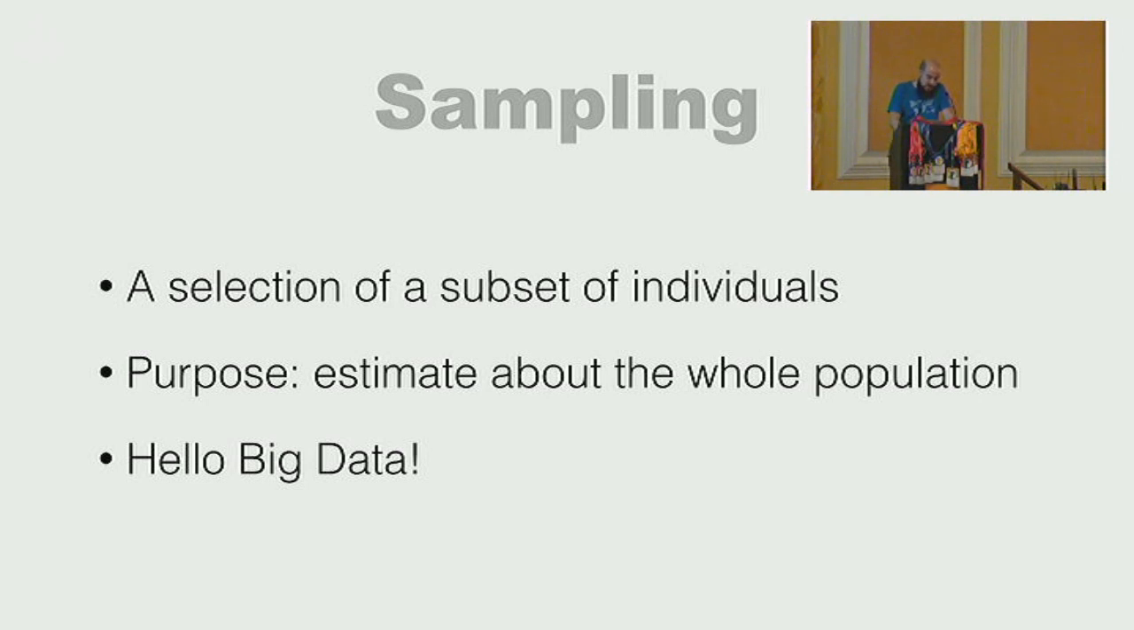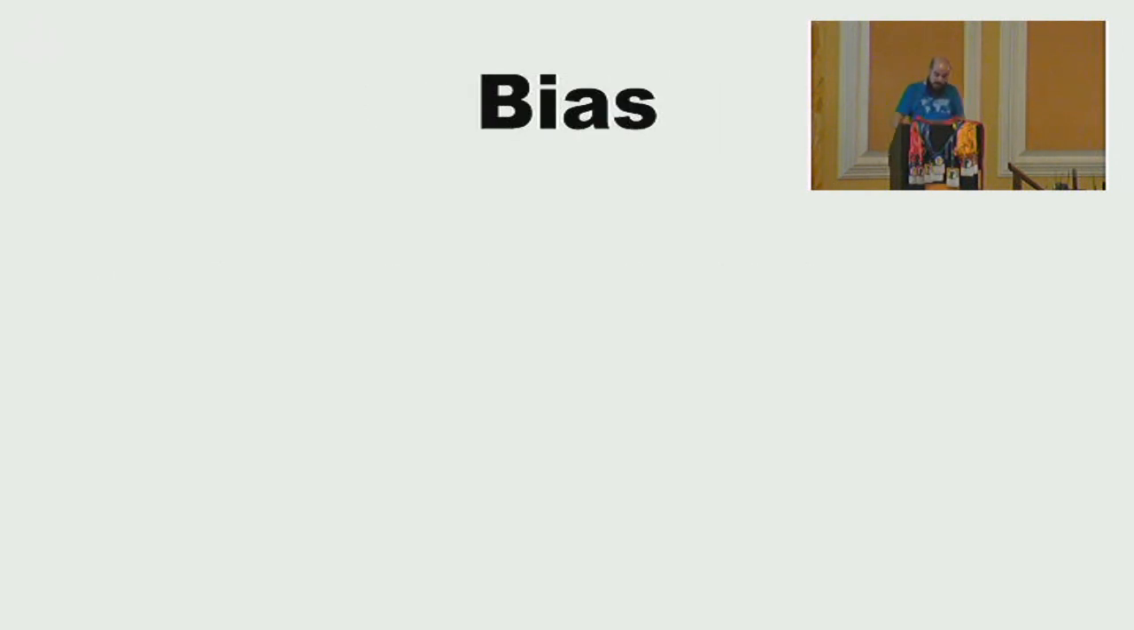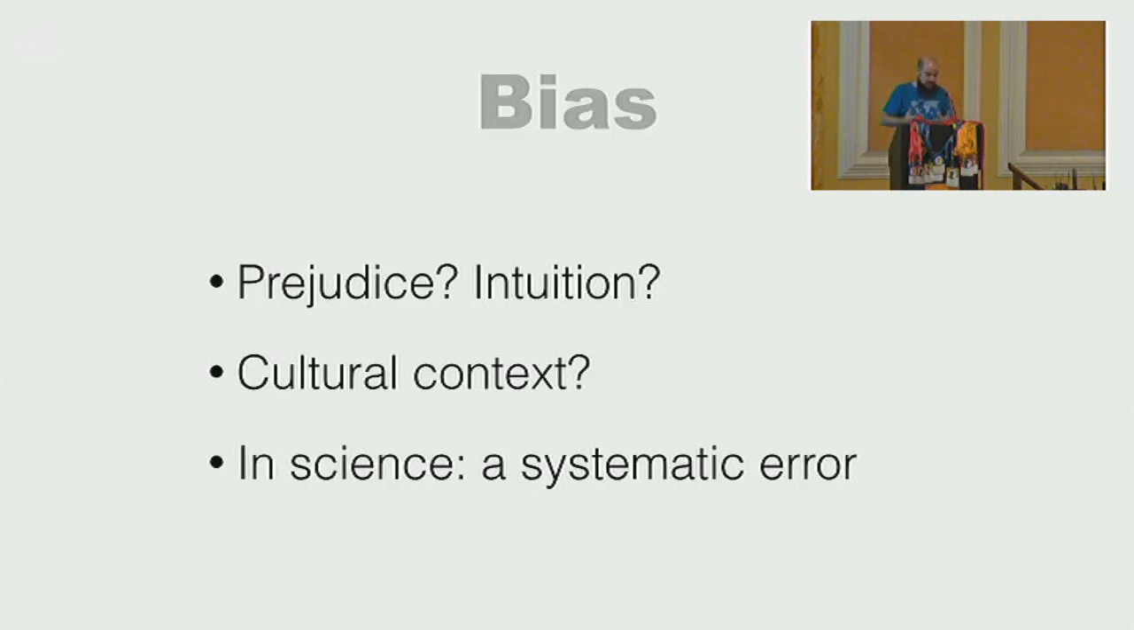So that's sampling. And when we talk about bias, in everyday language, there is a negative connotation for bias. So we talk about bias meaning prejudice or some kind of personal intuition, or there might be some cultural context to put in. But in science and in statistics, when we talk about bias, we are not giving any negative connotation. We're just saying there is some kind of systematic error. So sampling bias is some kind of error that we introduce when we are sampling data.